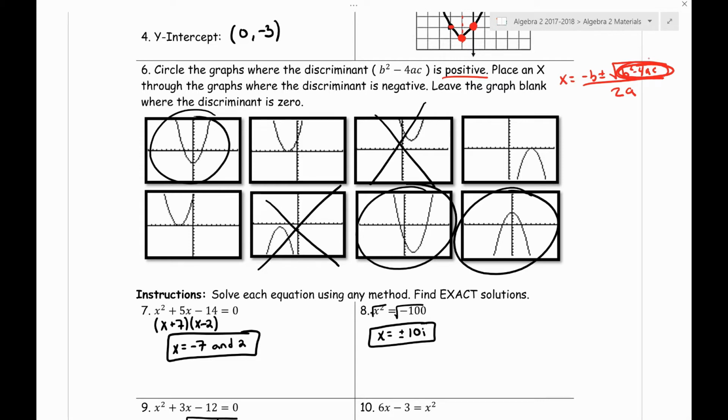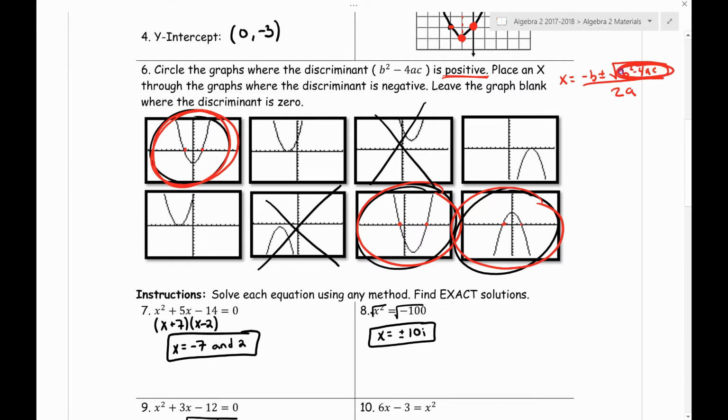So you get 2 real roots. So when the discriminant is positive, you have 2 real roots. Here are your 2 real roots. Here you have 2 real roots. Here and here. For this one, your 2 real roots go through the x-axis.